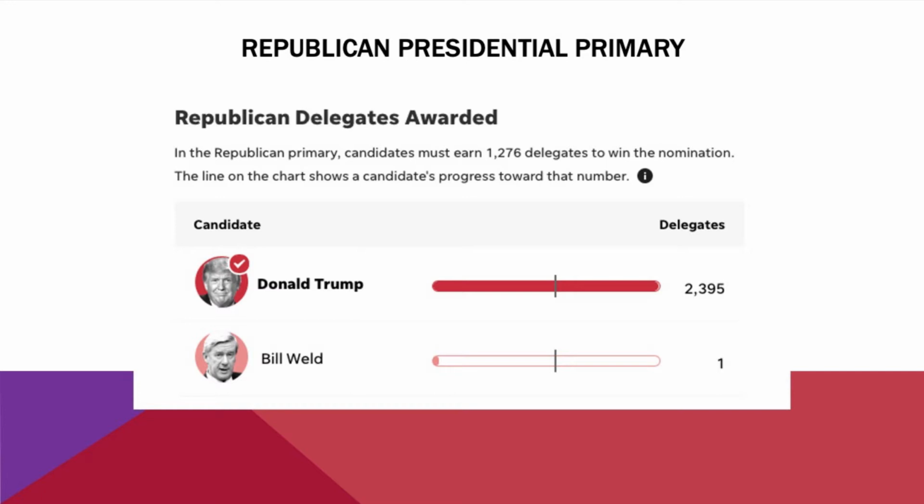And again, I think it's important to keep in mind that the primary electoral system as we know it today has really only been around for the last 50 years or so.